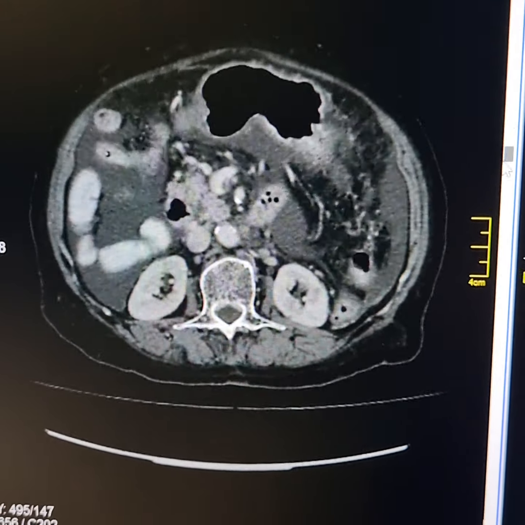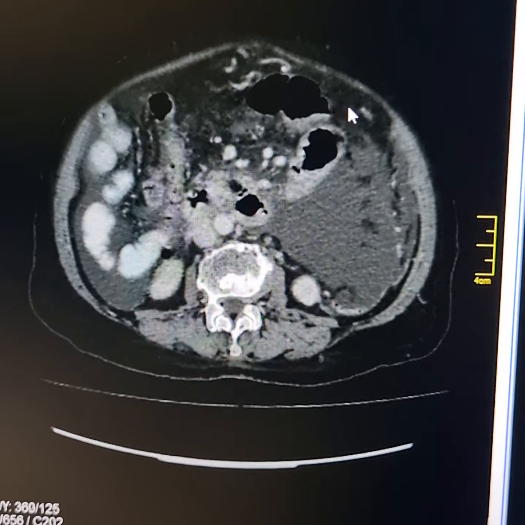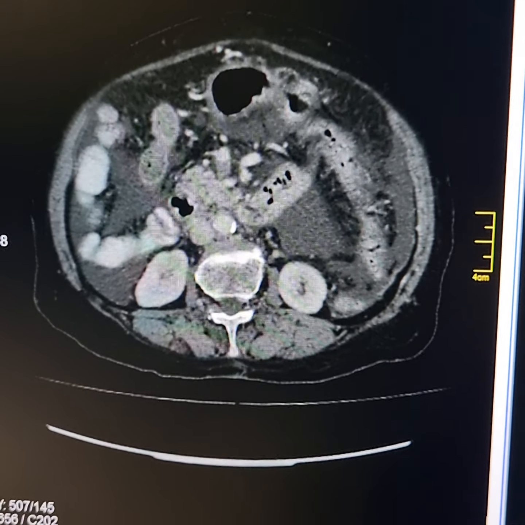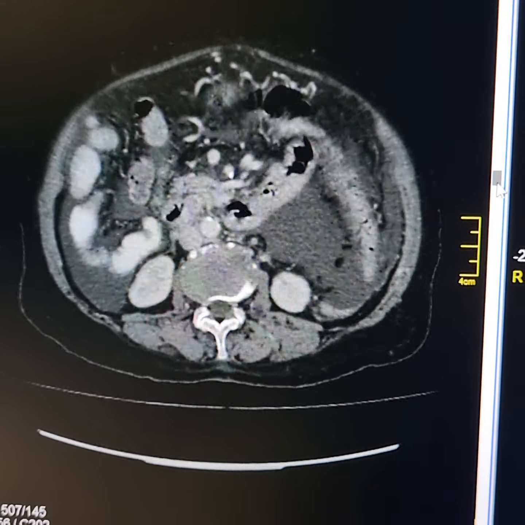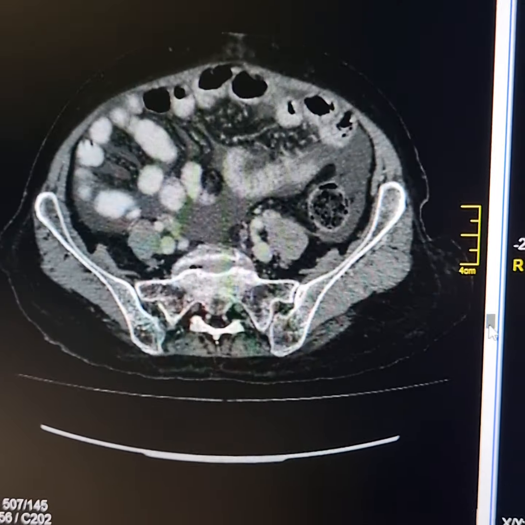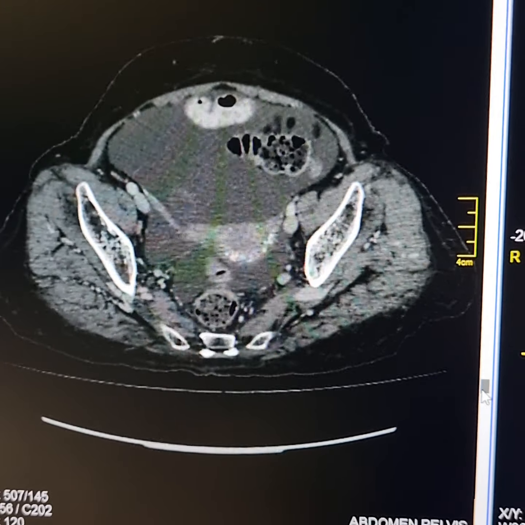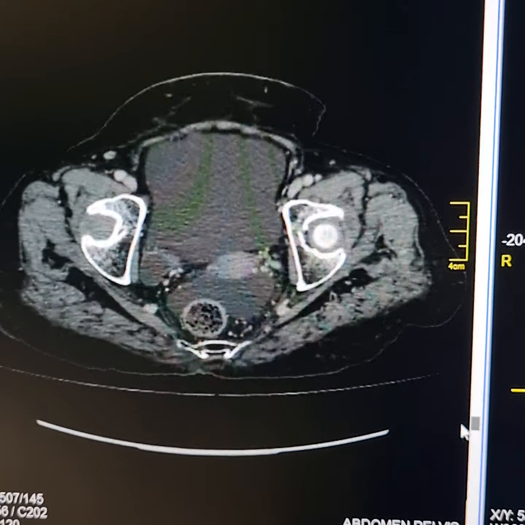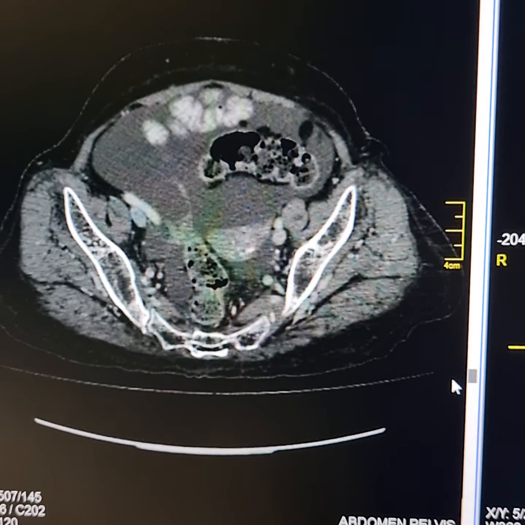The density of the upper part of the greater omentum is thickened, is increased. These are also collateral venous channels. The increased density of the greater omentum most probably is because of venous congestion. The rest of the abdomen, apart from the moderate ascites, is essentially normal.